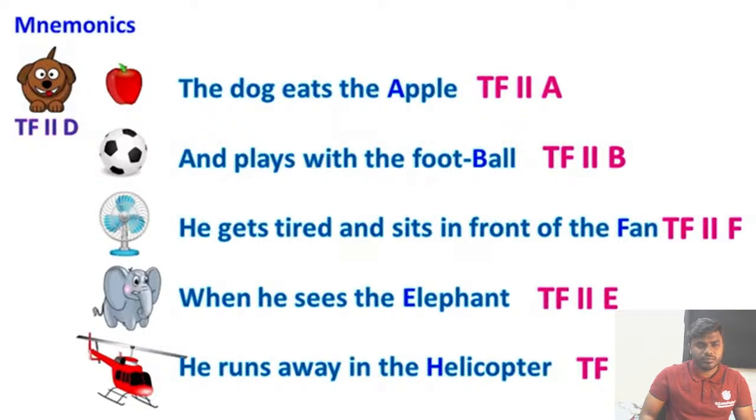So we can remember the events of transcription initiation with the following mnemonic. The dog eats the apple and plays with the football. He gets tired and sits in front of the fan. When he sees an elephant, he runs away in the helicopter.